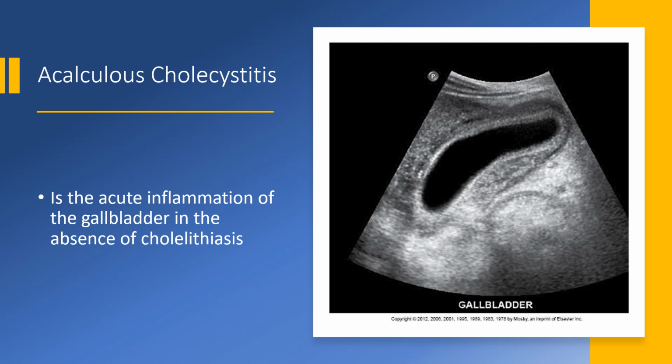You'll recall we said acalculous cholecystitis is acute inflammation of the gallbladder in the absence of cholelithiasis. So you're going to have a thickened edematous gallbladder wall. You may see pericholecystic fluid, and if you put color Doppler on this, the wall is going to be hyperemic.